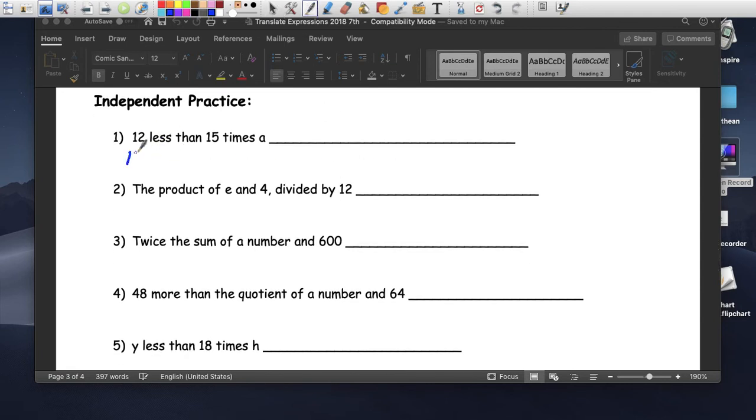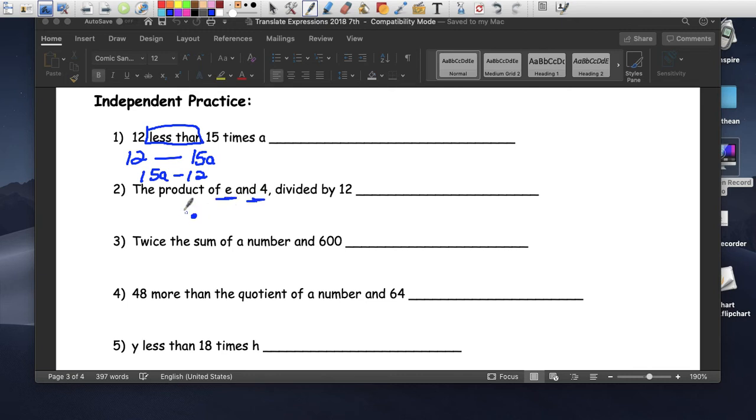So 12 is 12. Less than is subtraction. And then 15 times a is 15a, right? There's a little dot there. But there's a little adjustment we have to make because of the words less than. Actually, we have to do 15a minus 12. It's a turnaround. Product means multiplication, and who are we multiplying?